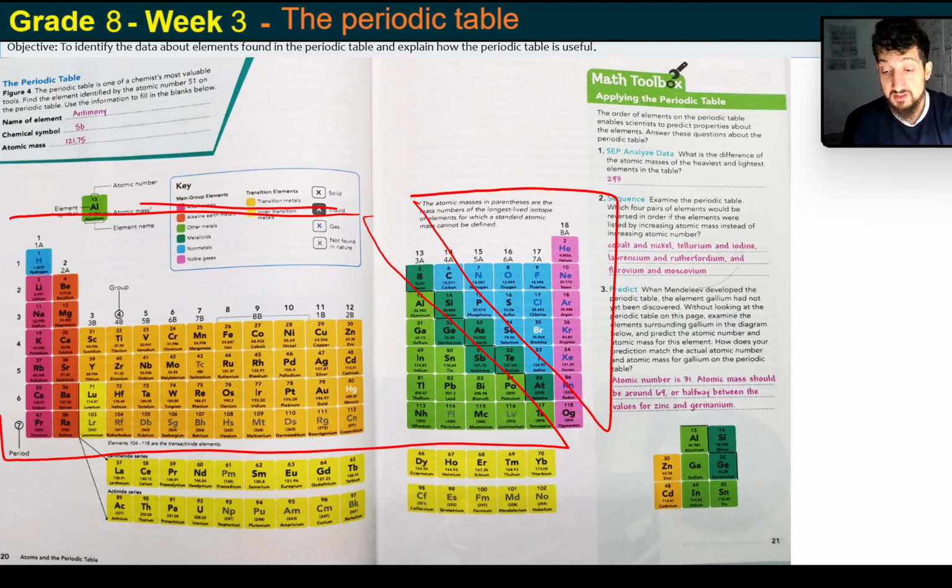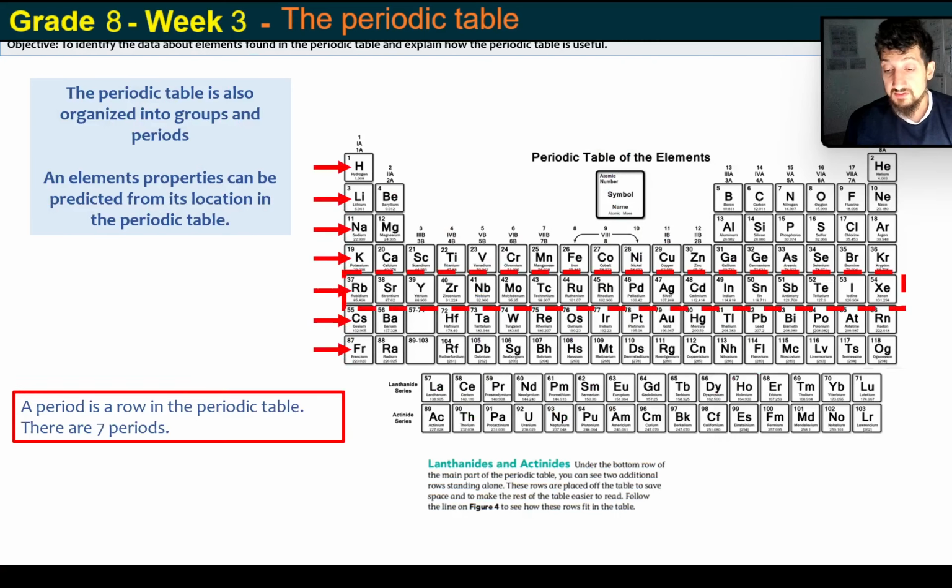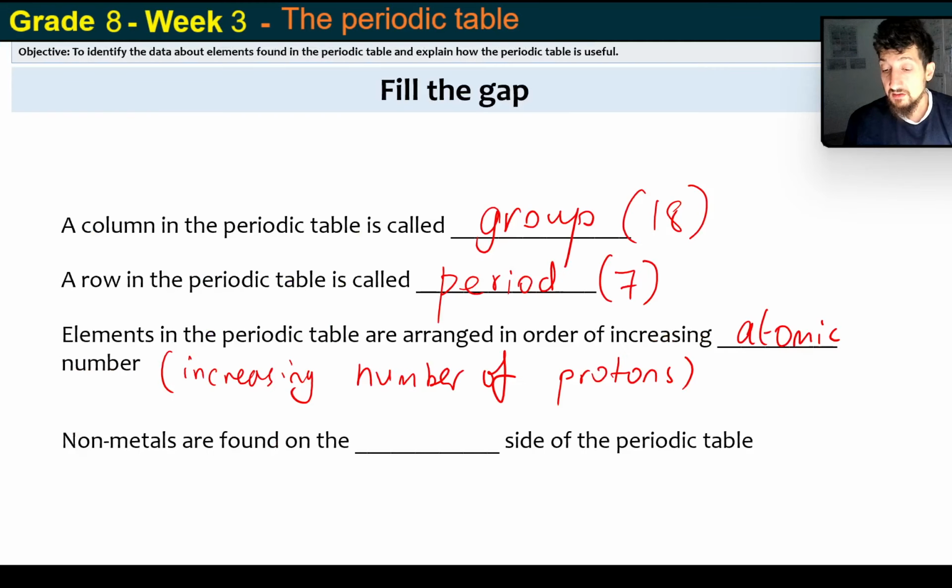Just by pure numbers or amounts, the non-metals actually exist in greater numbers than the metals. So even though there's more metals, there's less metals in nature by amount than non-metals. Even though there are fewer non-metals, generally speaking, they are far more than the metals in terms of amount. Okay, so non-metals are found on the right side of the periodic table.